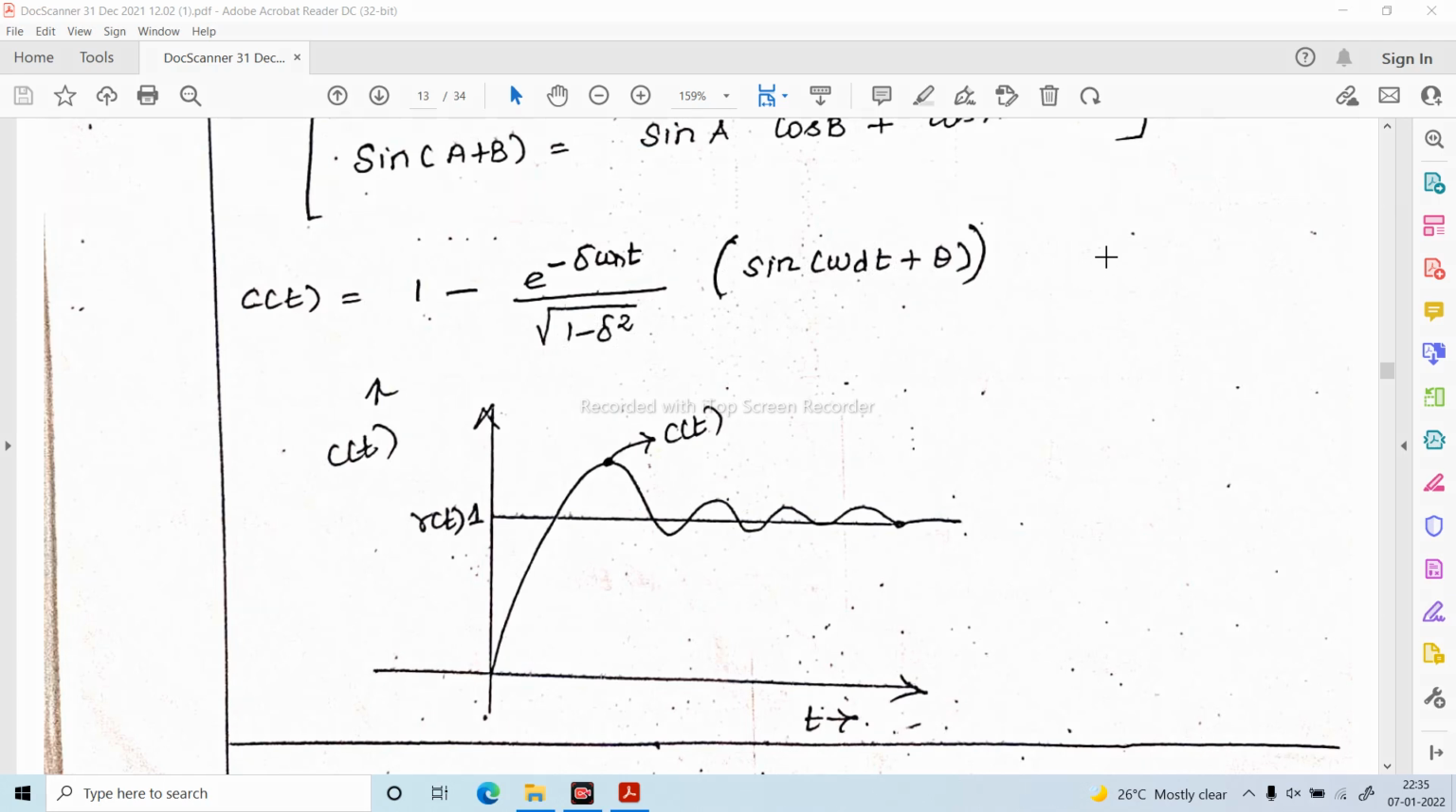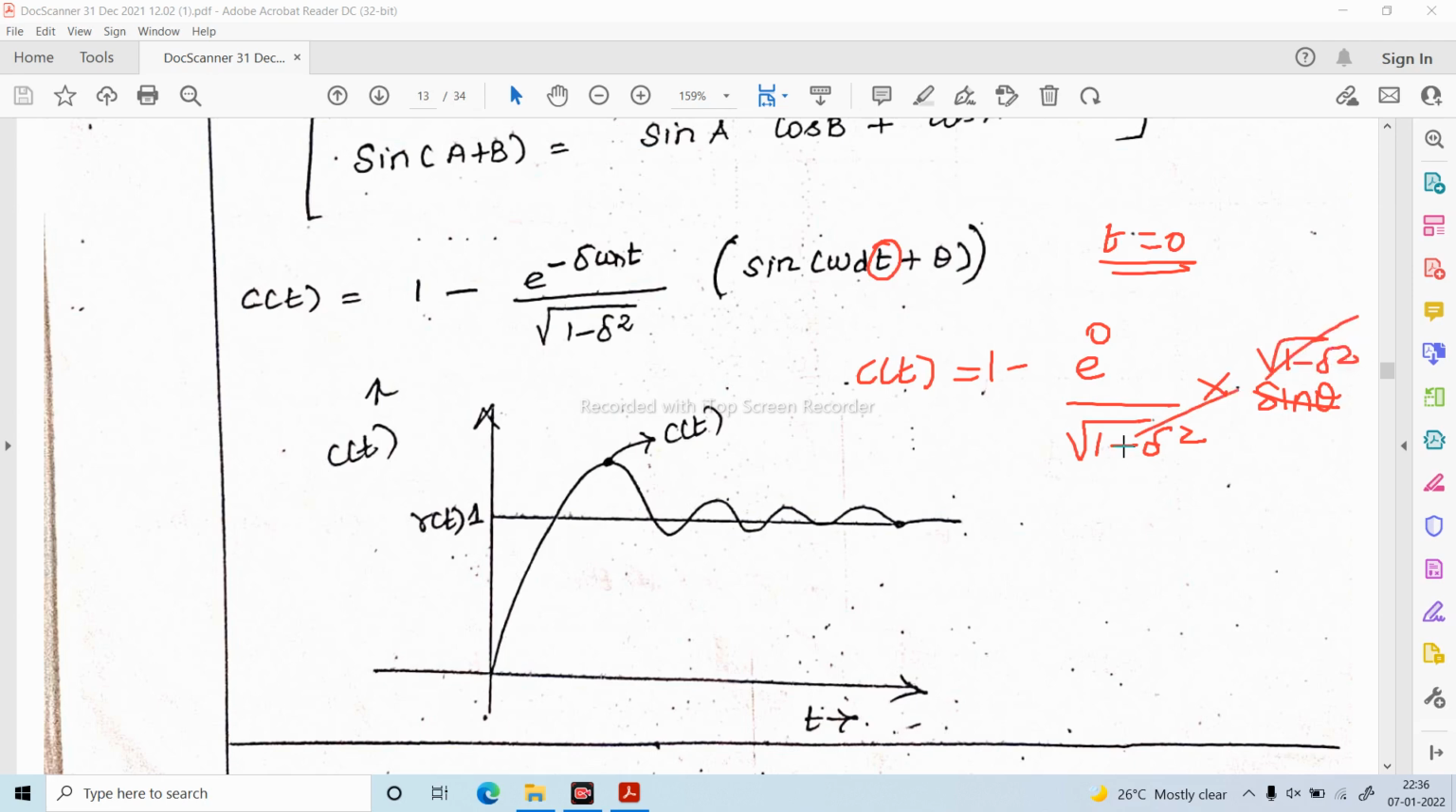So listen, first I have to put t is equal to 0. In this equation, c(t) equal to 1 minus e power minus delta omega n t, that is 0, divided by square root of 1 minus delta square into sin of (omega d t plus theta). T is equal to 0, no? So sin of 0 plus theta, that is sin theta. What is the value of sin theta? That is square root of 1 minus delta square. Both get cancelled. 1 minus 1 equal to 0. So the curve is starting from 0.